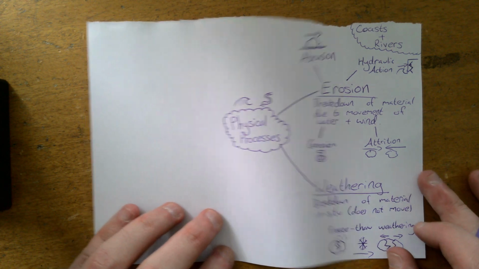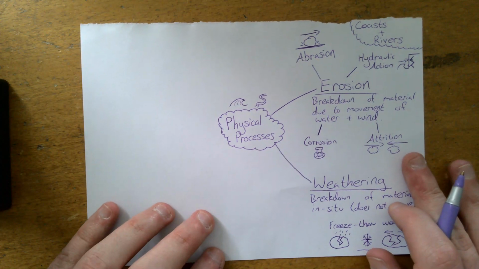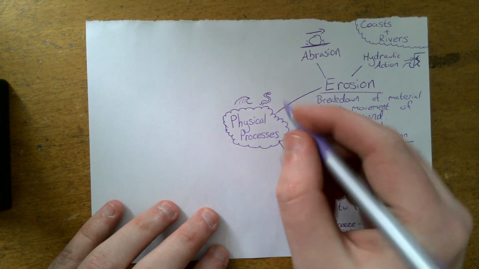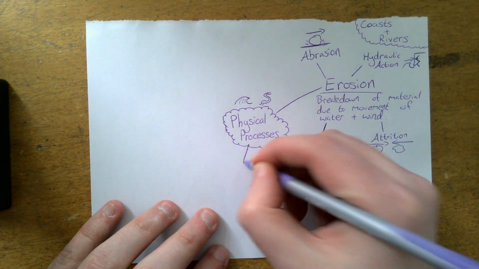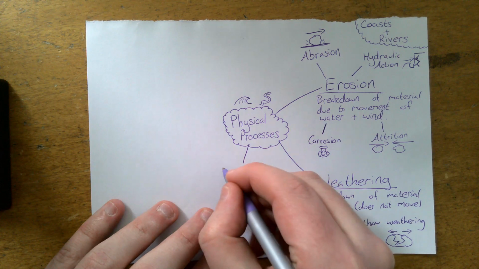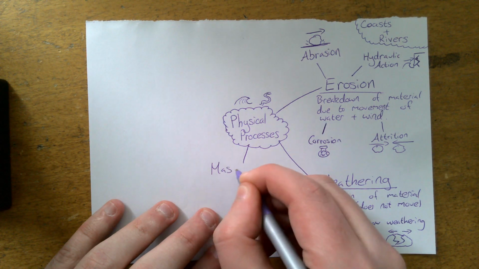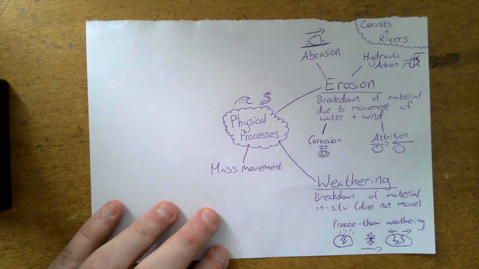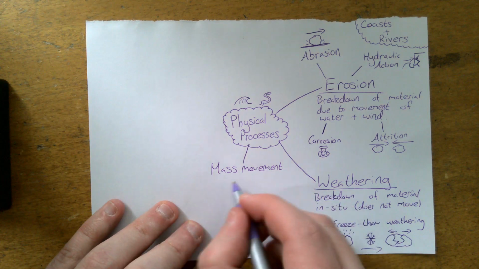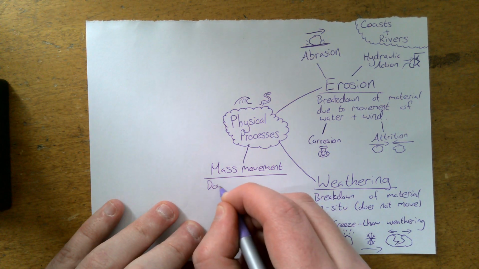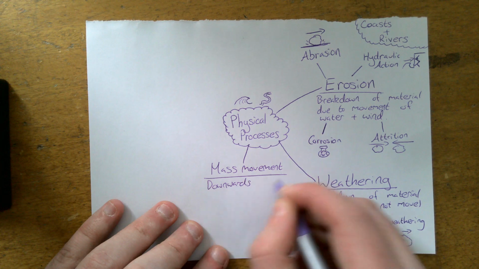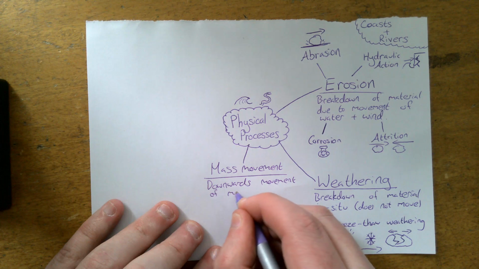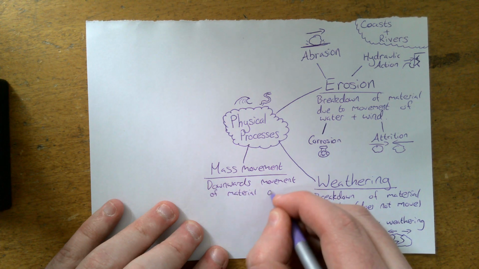Excellent, well done. Next bit that we need to talk about: that was the breakdown of material. Let's then start thinking about how material moves. First bit then, let's think about mass movement. Mass movement is the downwards movement of material due to gravity.